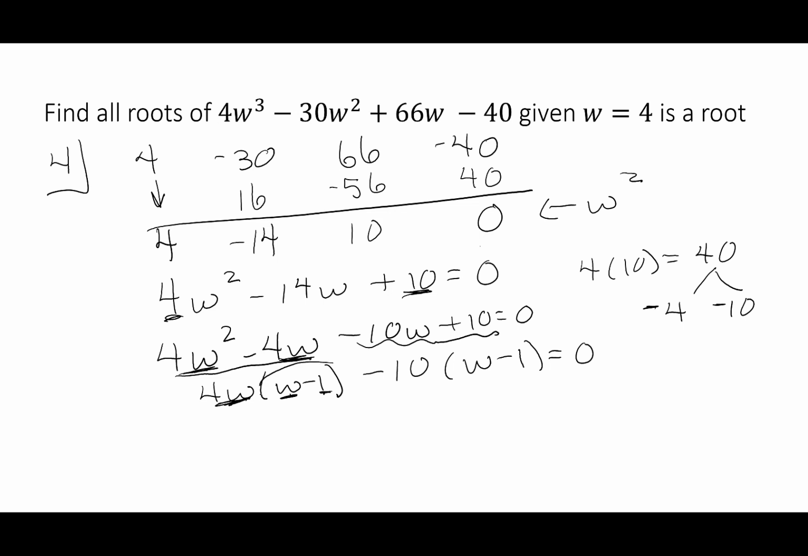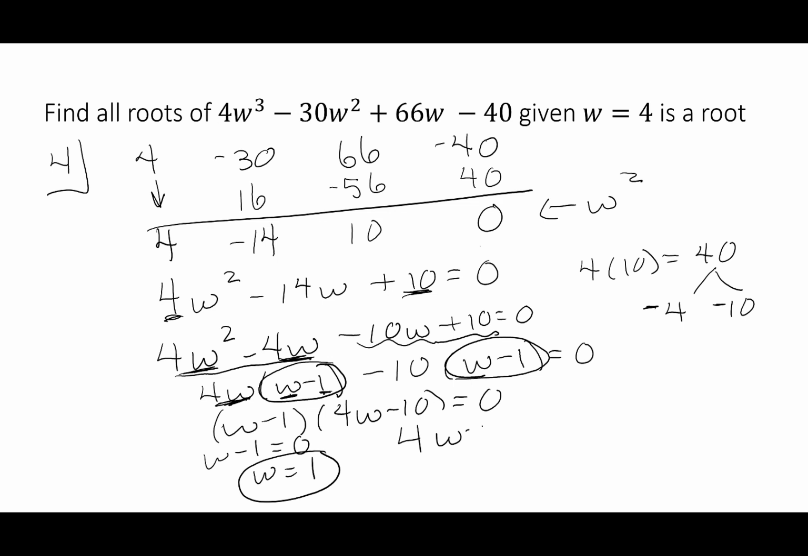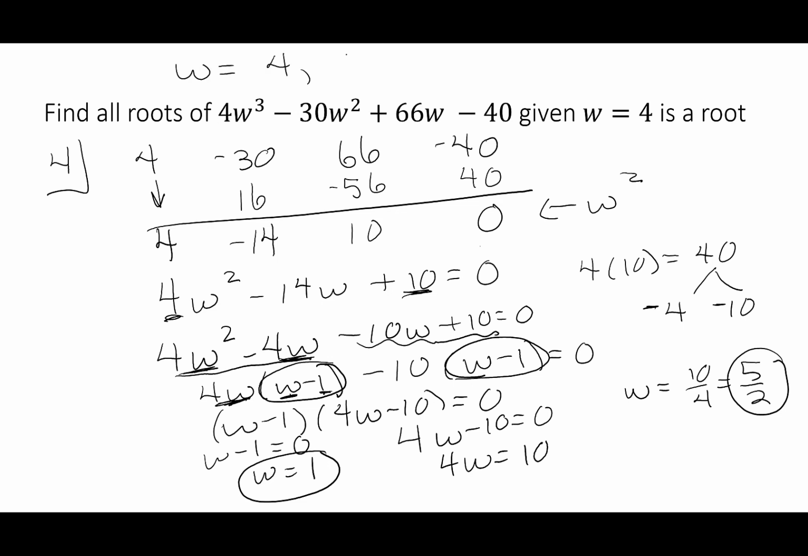What should happen is this little magic where w minus 1 is the same as w minus 1, so I take it out, and I get 4w minus 10 equals 0. This says when w minus 1 is 0, w is 1. When 4w minus 10 is 0, 4w is 10, w is 10 over 4, but make sure you reduce that to 5 over 2. So I have 5 over 2, I have 1, and I have the 4 we started with. So I'm going to write it at the very top because I ran out of room. My roots are 4, 1, 5 over 2. The order of writing the roots doesn't matter. Just make sure you write all of them in.